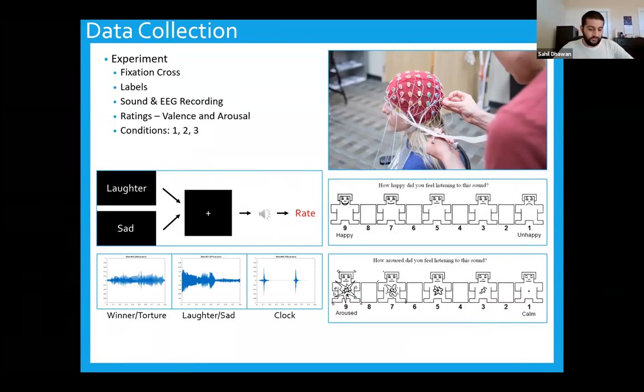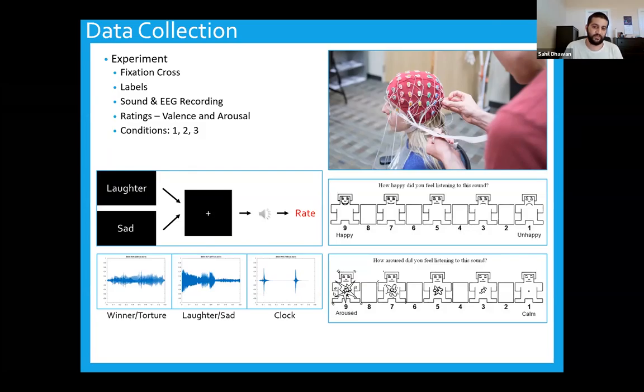So sounds 1 through 7 for condition 1 would be positively labeled. Sounds 8 through 14 for condition 1 would be negatively labeled. And then 9 through 23 is neutral. Now for condition 2, we flip them. So sounds 1 through 7 are negative now. Sounds 8 through 14 are positive, and sounds 15 through 23 are still neutral.